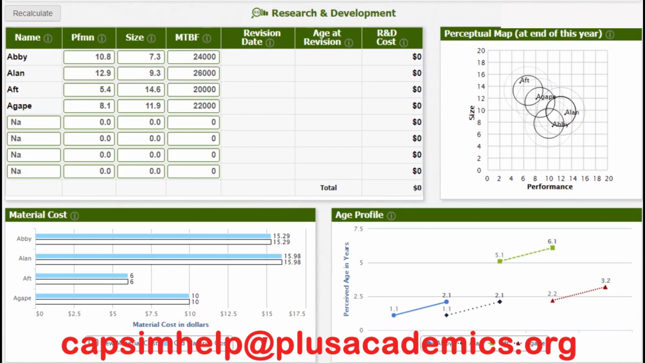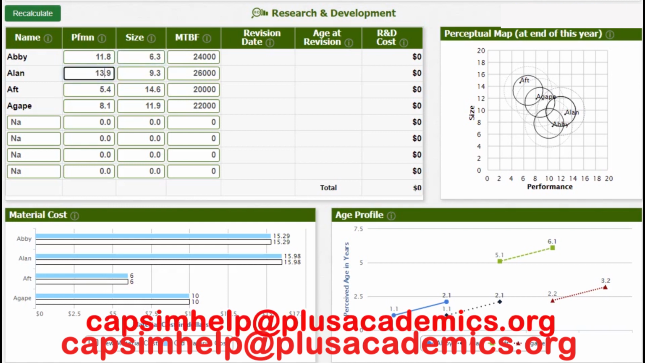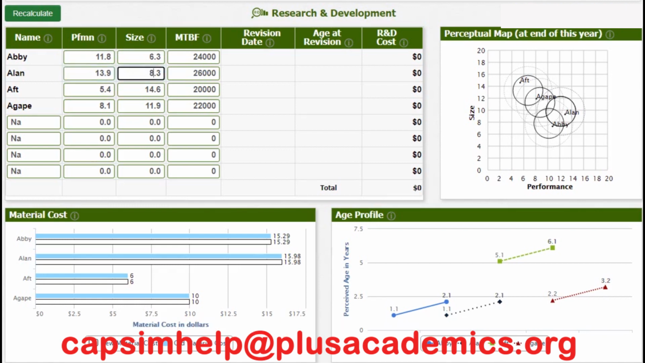We can go straight to R&D and start with our nano product, which is Abi, and we'll increase our performance to 11.8, reduce size to 6.3, and then for our product Alan, increase the performance to 13.9 and reduce the size to 8.3. For our product Aft, we'll increase performance to 6.2 and reduce size to 14.0. For Agape, we'll increase performance to 8.8 and reduce size to 11.2.